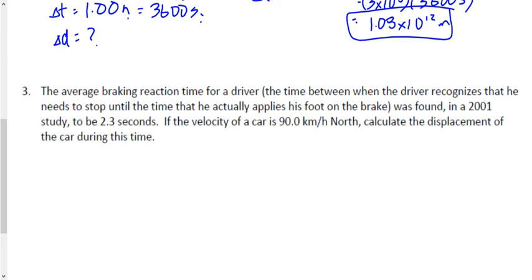Let's see how far you will go traveling at 90 kilometers per hour before you even begin to slow down after you see that family of raccoons. We got a time here of 2.3 seconds, and we have a velocity or a speed of 90 kilometers per hour. Let's find the displacement here. Really, it should be distance probably because we have direction, don't we? Yeah, north.